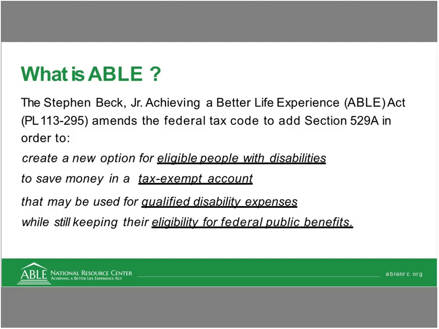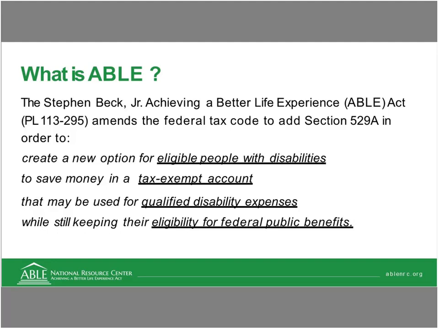So maybe you've just heard of ABLE as some kind of new opportunity out there that's good for people with disabilities, but I don't know a lot about it. So what is ABLE? Well, the technical name is the Stephen Beck Jr. Achieving a Better Life Experience Act. And what it does is it amends the federal tax code to add this new Section 529A. Okay, so don't get bogged down in all that. But what that basically means is there's a new law that creates a new option for eligible people with disabilities to save money in a tax-exempt account, or a tax-advantaged account, that may be used for qualified disability expenses while at the same time keeping their eligibility for federal public benefits.